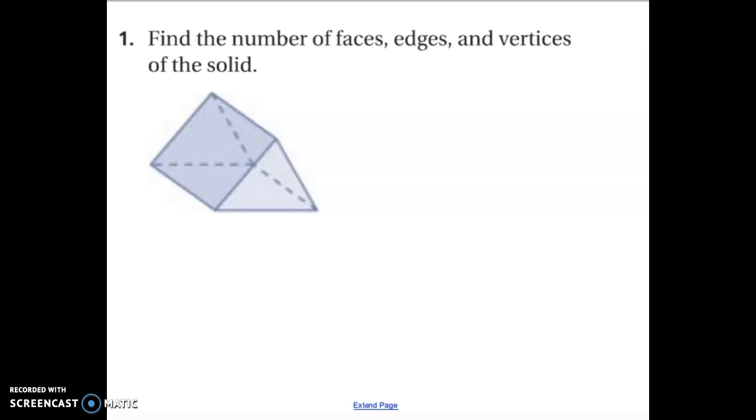All right, so let's do this one together. Find the number of faces, edges, and vertices of this solid. Go ahead, pause the video, do this work in your notebook, and I'll see you on the next slide.